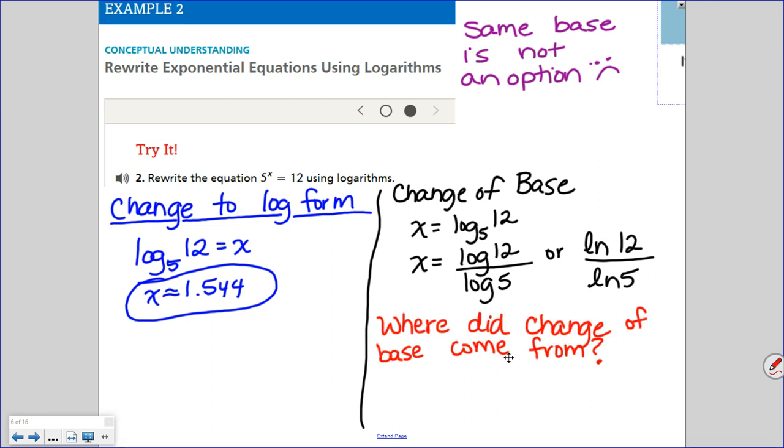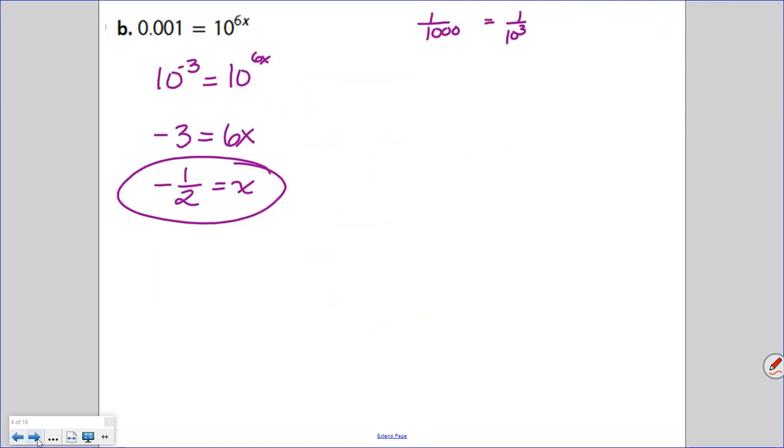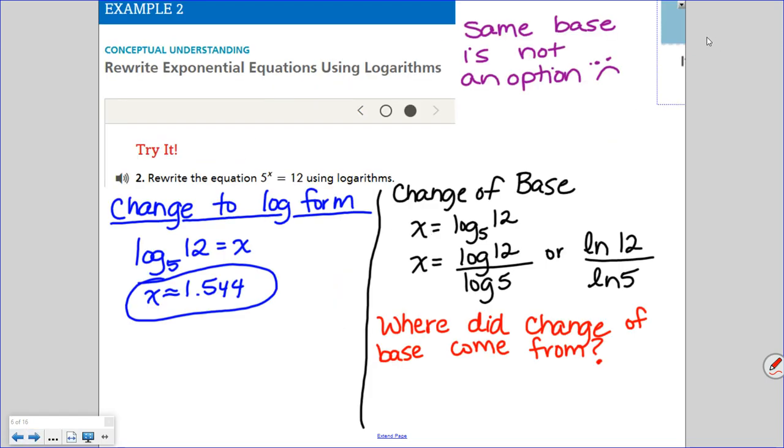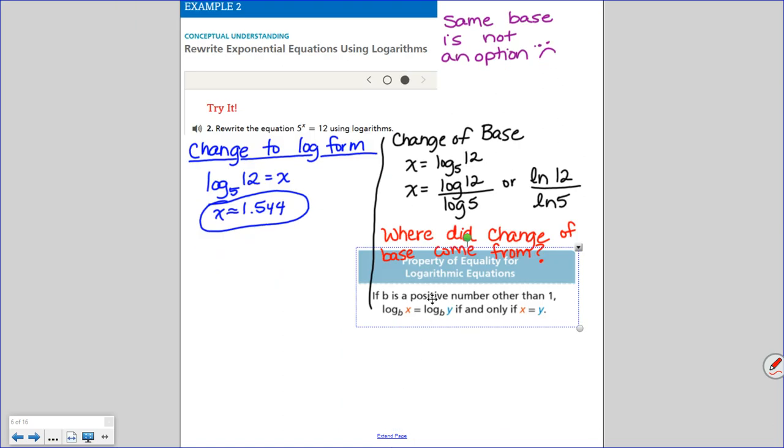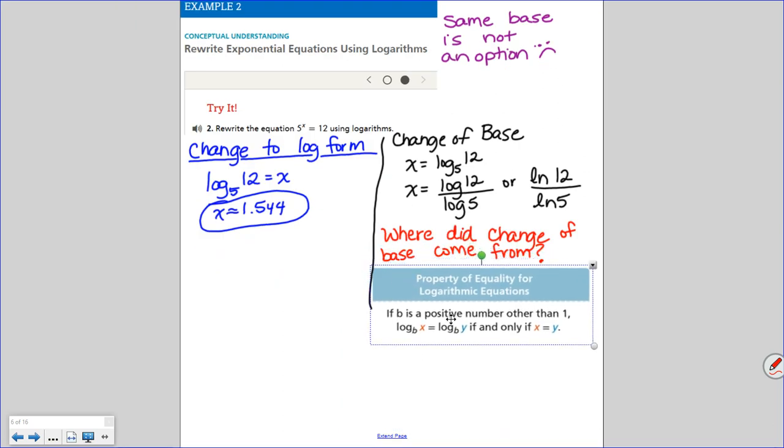But where did this change of base formula come from? It comes from this property. It says that if I have an equation, I can do whatever I want as long as I do the same thing to both sides.